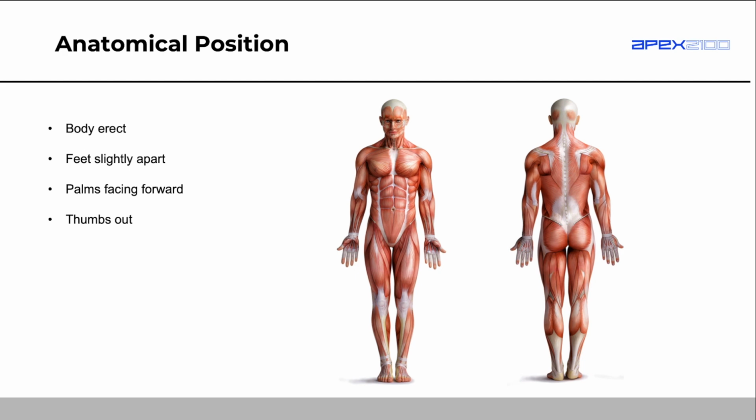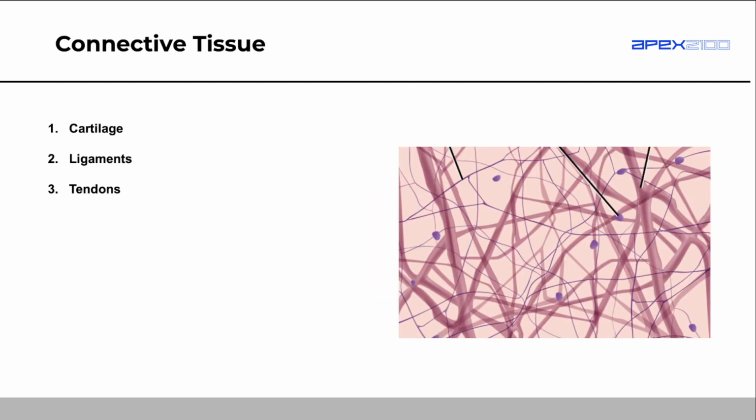So the anatomical position is with the body erect. So you're standing up, your feet are just slightly apart, your palms are facing forwards and your thumbs are out. This is always the reference point when we're talking about anatomy. And if you go to the physio, sometimes they'll have a paper with a picture like this printed out, where they'll locate your injury or your problem area. They'll always use a picture like this to determine that.